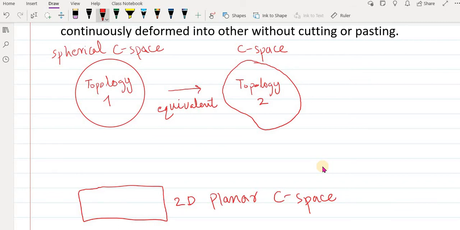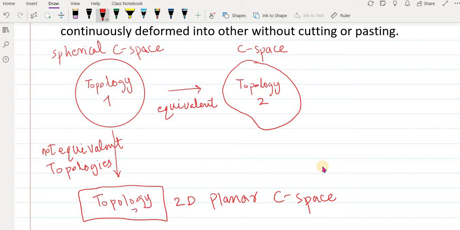Have you seen a global map? Can you convert a spherical global map into a planar sheet without cutting or pasting? The answer is no, you cannot. So you cannot convert this topology into this kind of topology of the C space. So we can say that these two topologies are not equivalent. Topology 1 and 2 are equivalent, but topology 1 and 3 are not equivalent.